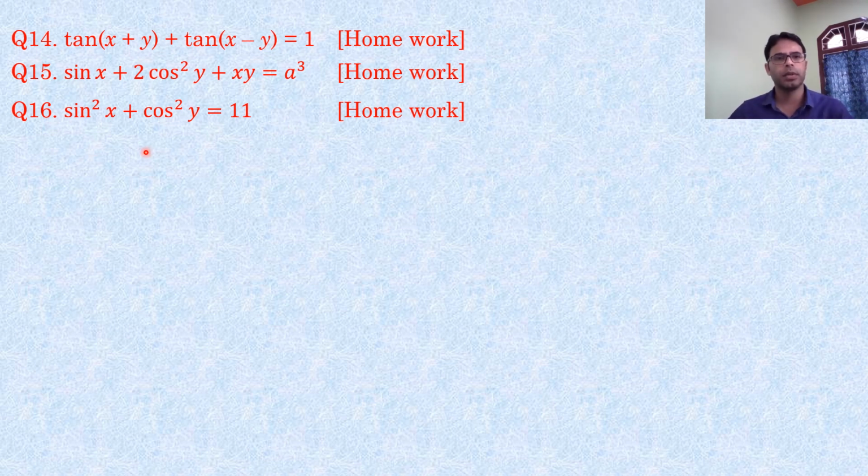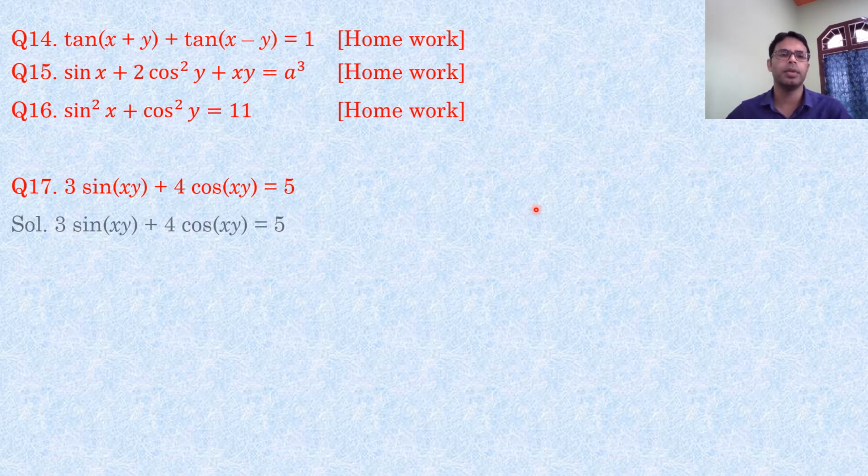And this is another similar type of question you can solve. This question I am going to solve. 3 sin xy plus 4 cos xy is equal to 5. Very simple. Differentiating with respect to x. You write that line, differentiating with respect to x. So 3 is constant. Sin xy derivative, xy is considered as x. So the derivative of sin is cos xy.